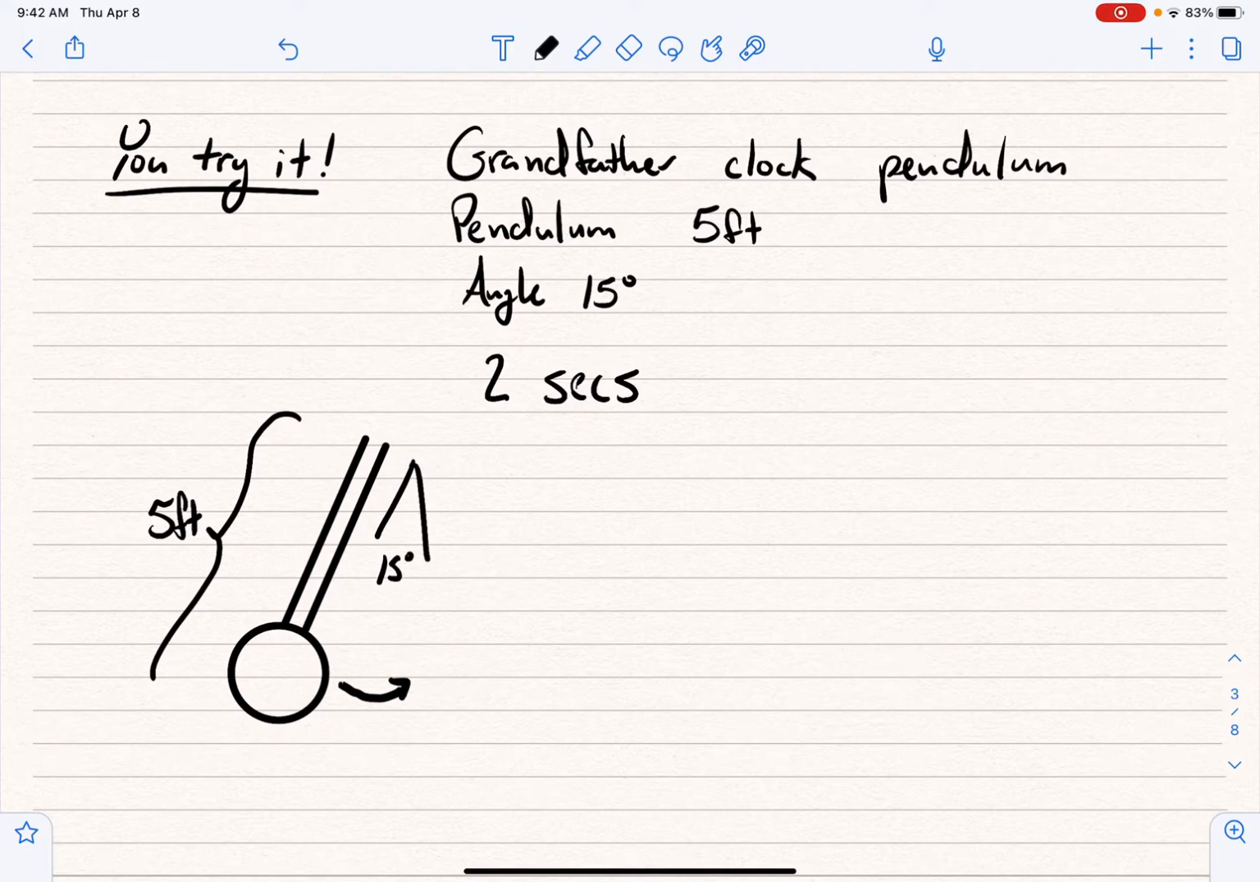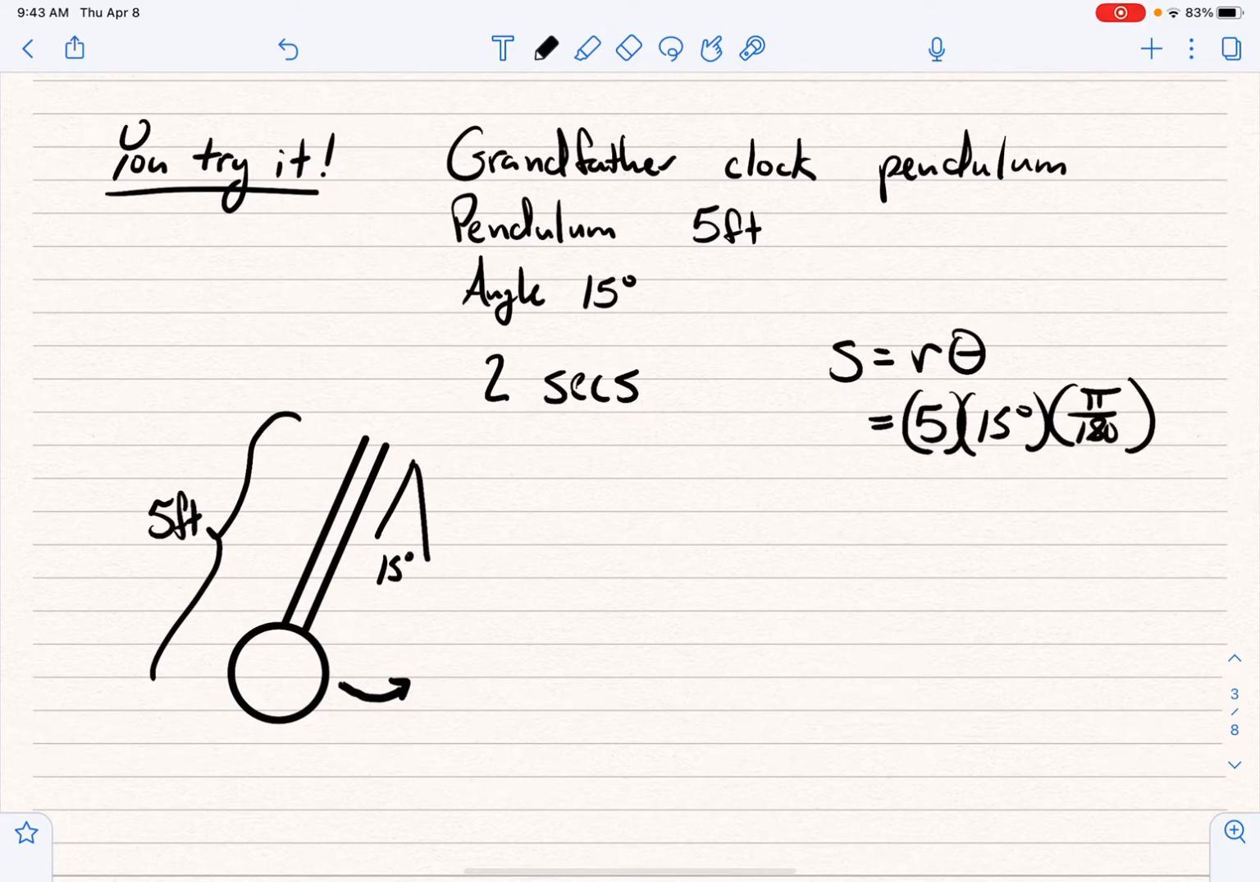Okay, this is a simple one. The first thing I got to do is, well, arc length is always equal to radius times theta. The radius in this case is 5 feet. The theta is 15 degrees, which again is not on our unit circle, so we got to multiply that by pi over 180. Now 15 degrees is half of 30 degrees. 30 degrees is pi over 6. So half of pi over 6 would be pi over 12.